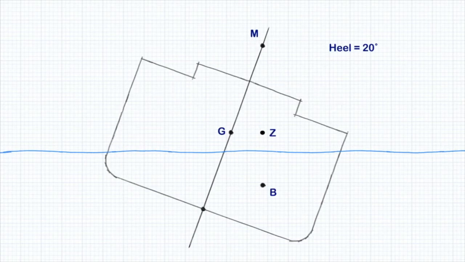When a ship is heeling, in this case at an angle of 20 degrees, the center of buoyancy shifts to represent the new hull shape underwater, but always remains vertically under the metacenter. The center of gravity and the center of buoyancy are no longer directly in line vertically, which means that a rotational force is being created to bring the ship back upright.